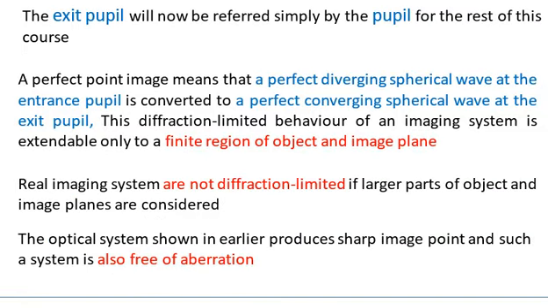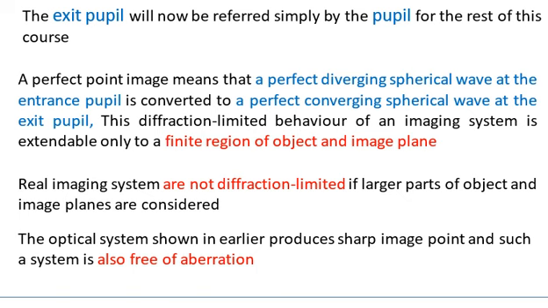A perfect point image means that a perfect diverging spherical wave at the entrance pupil is converted to a perfect converging spherical wave at the exit pupil. This diffraction limited behavior of an imaging system extends only to a finite region of the object and image plane. Real imaging systems are not diffraction limited if larger parts of the object and image planes are considered.